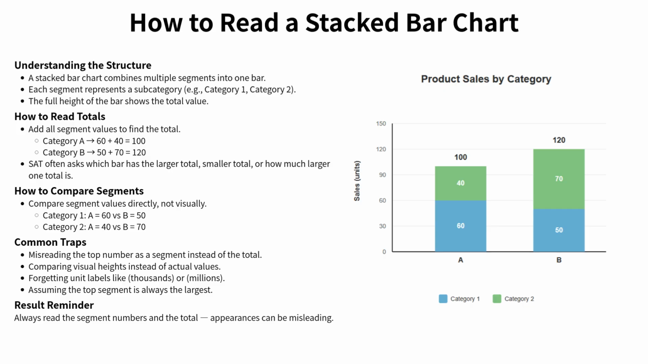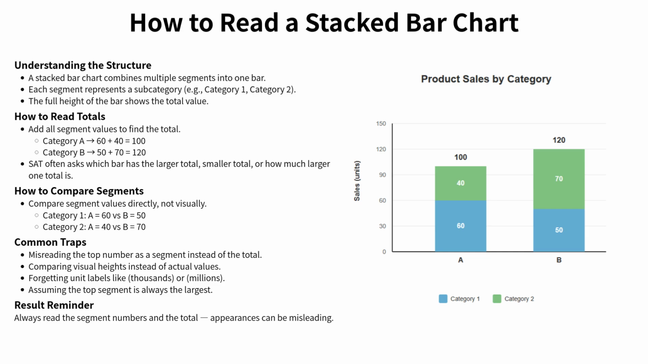The spacing and colors can make one bar appear similar in height even when the numbers differ. If the question focuses on a specific part, compare the segment values directly. For example, Category 1 is larger in A, while Category 2 is larger in B.